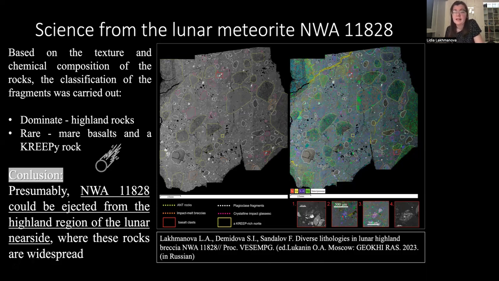So we can make the following conclusion. Presumably, the meteorite NWA 11828 could be ejected from the highland region of the lunar near side, where these rocks are widespread.